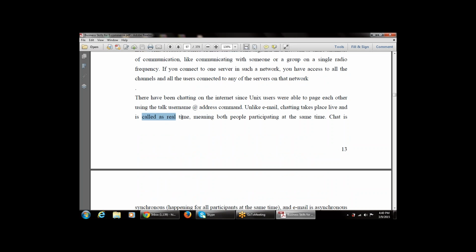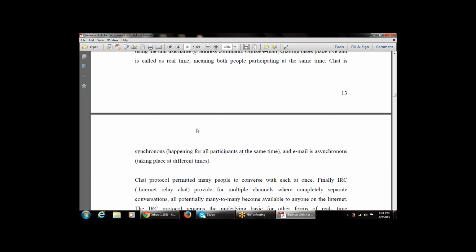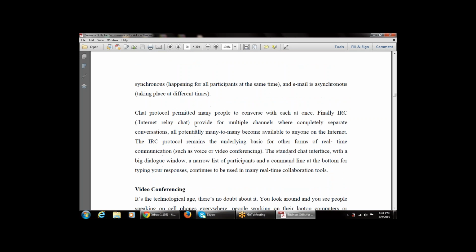Unlike email, chatting takes place live and is known as real time. For example, if I'm teaching you with the help of GoToMeeting, if there is any error or any doubt, you can chat with me. There is a live chat. That is a real time chat. You can chat with me, I can chat with you. You can put your difficulties and doubts to me, and I can answer your doubts with the help of chat only. So that is a real time chat.